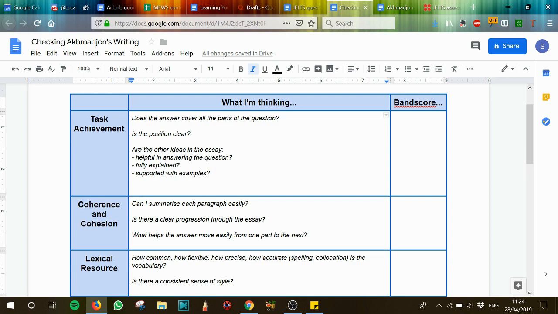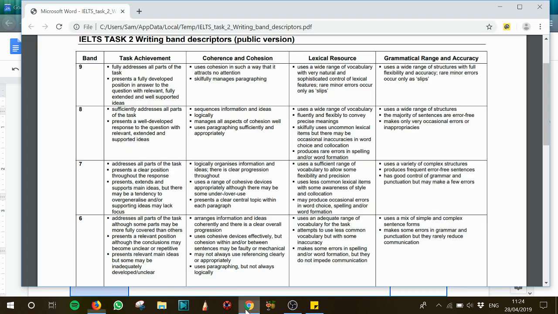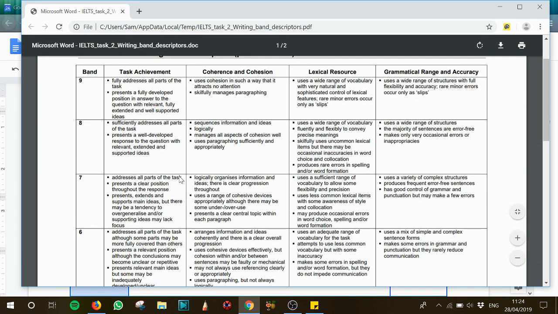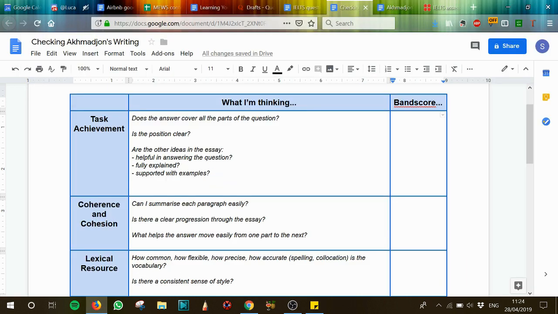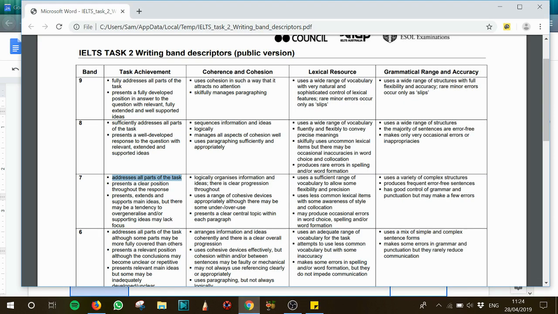So now we need to think about what band score we can give Akmajon, and here the IELTS writing band descriptors are really useful. Akmajon's target band score is a 7, so let's see if we can get him a 7 for this essay. So for a 7, he needs to address all parts of the task, and we said that, yes, he does address all parts of the task. Perhaps he could address some a little bit more.